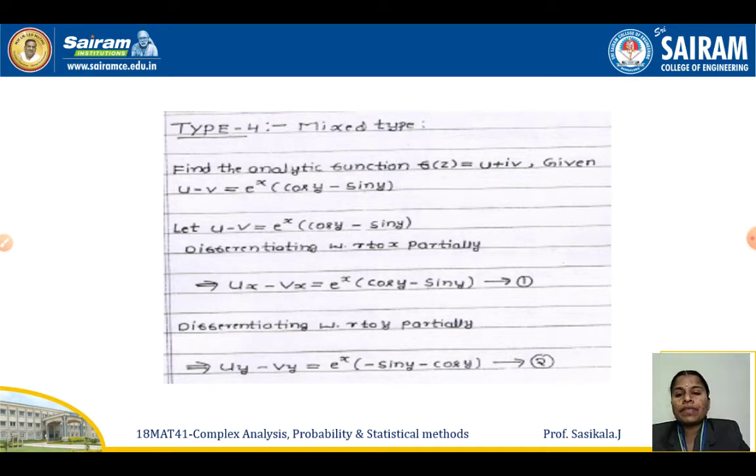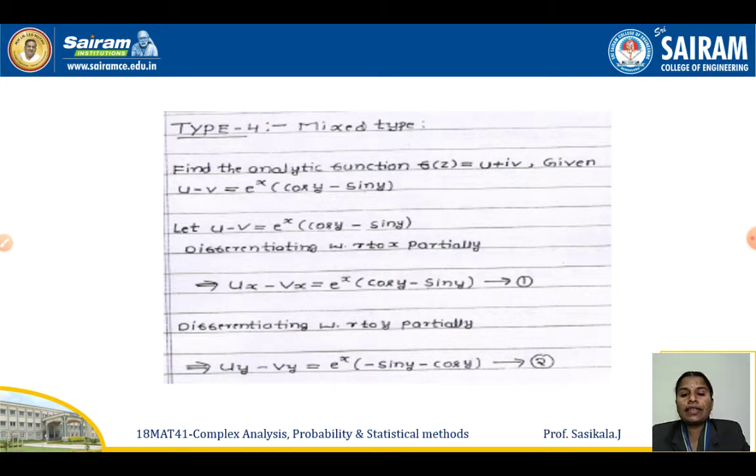Let u minus v be equal to the given equation. What I am going to do is differentiate with respect to x and y, and I will get two equations. The question already mentions an analytic function, so using that condition I am going to replace with the CR equations. Then I can get both equations in terms of only ux, vx, or uy, vy. Then I can solve it easily.